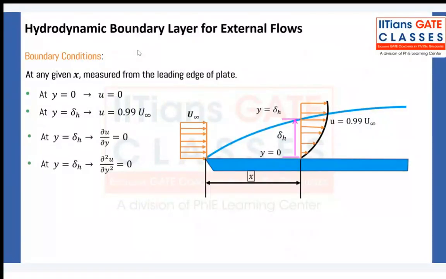What are the boundary conditions? At any x, at this much distance, measured from the leading edge of the plate. Chalo. By this, we all know, we have discussed. Is there any confusion in this? This is one of the boundary conditions. Is there any confusion in this point as well? At y equals delta h, u is equal to 99% of u infinity.